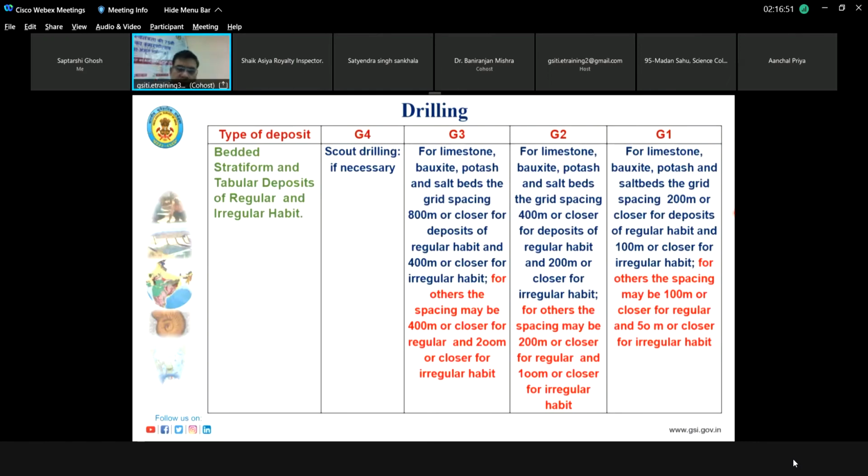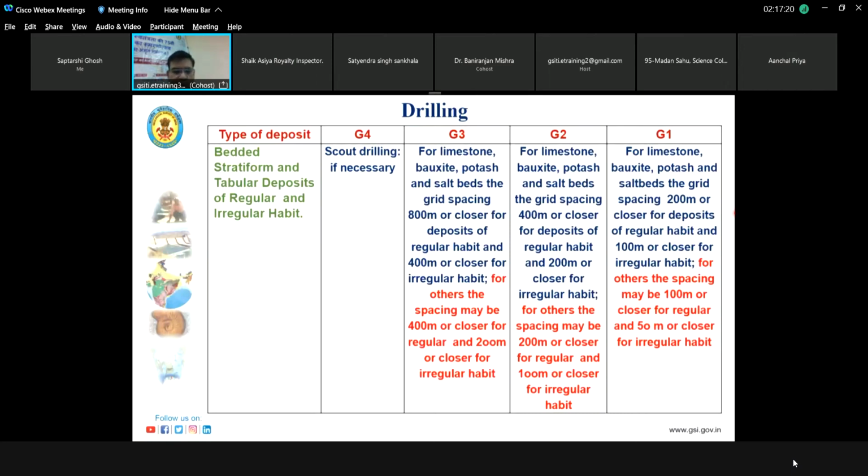For limestone and bauxite, if there are flat beds and the deposit is regular, you can be clear that it will extend further, 1 kilometer or more than 1 kilometer. Then you can put boreholes at a spacing of 800 meters. If it is an irregular habit and the extension of the mineralization is not certain, then we can go for 400 meters in the G3 stage.